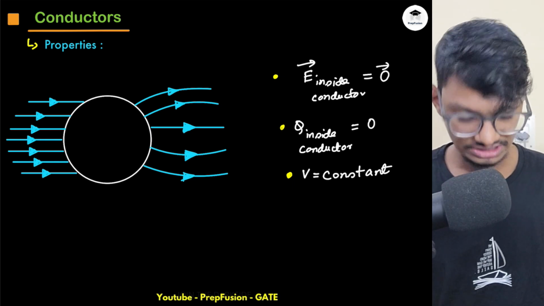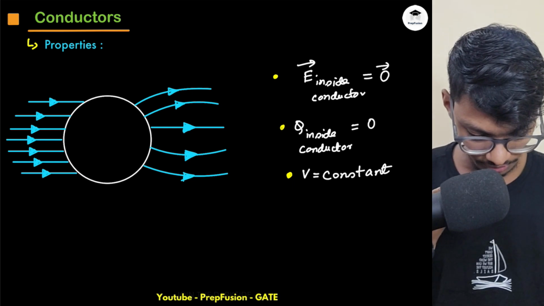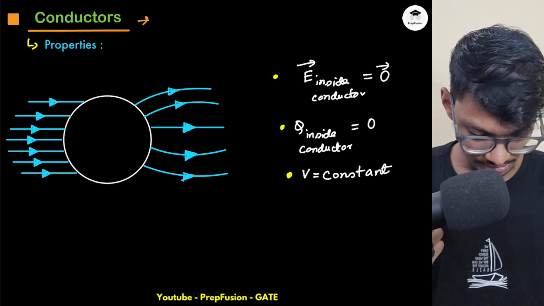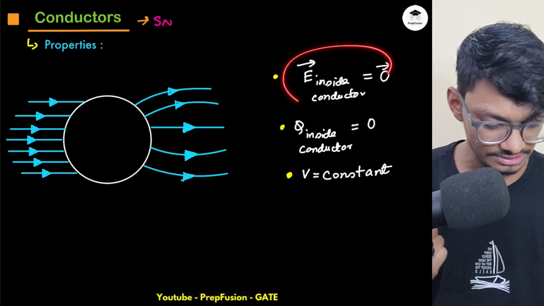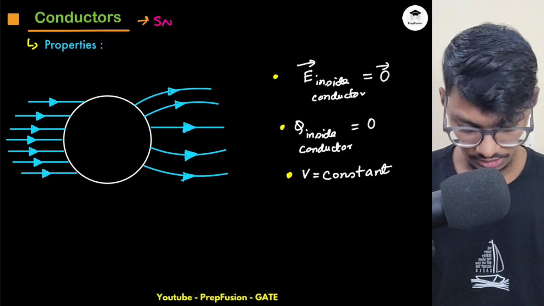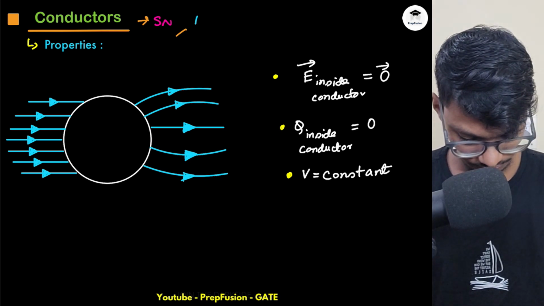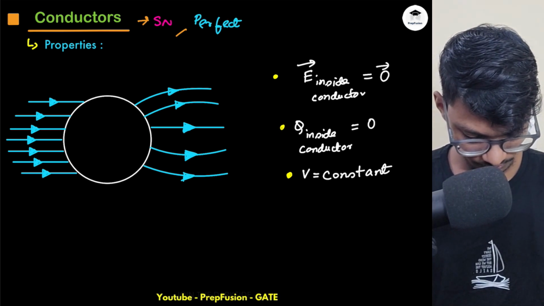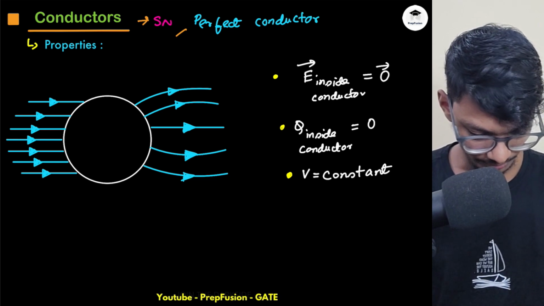If I say the properties of conductor, this is the point that you should put in your short notes. If you want to remember the main thing about conductors, you should remember 3 points. First point, electric field inside a perfect conductor will be 0. First of all, you have to understand that this is a perfect conductor. This also you have to keep in mind.